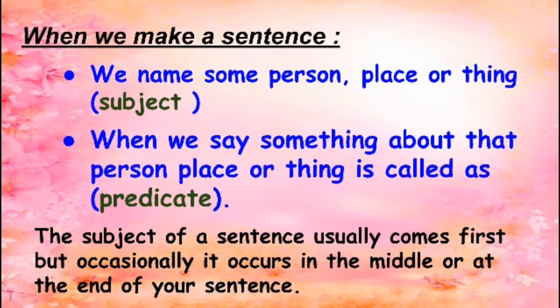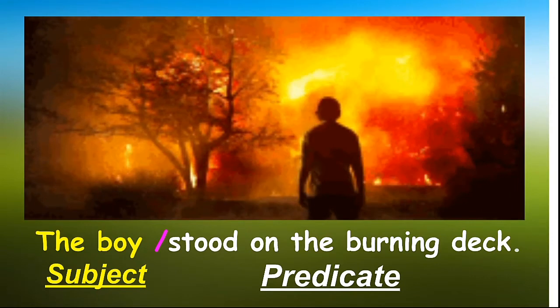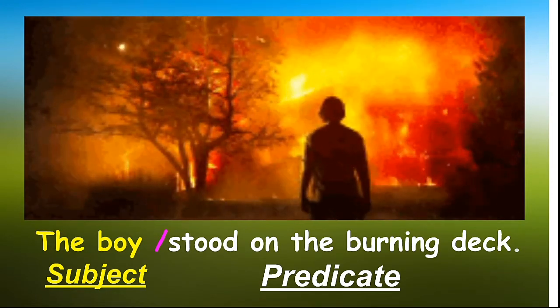Now, let's see some examples. The first one, the boy stood on the burning deck. Here, we talk about the boy. So, the boy is the subject. Stood on the burning deck tells about the subject. So, it is the predicate.